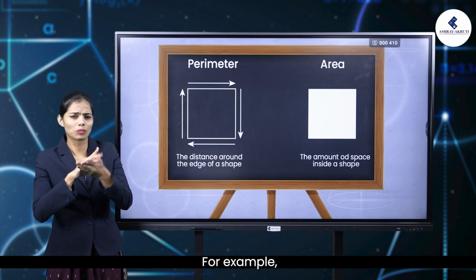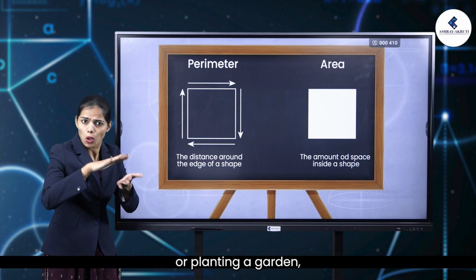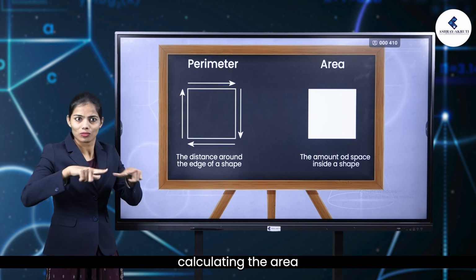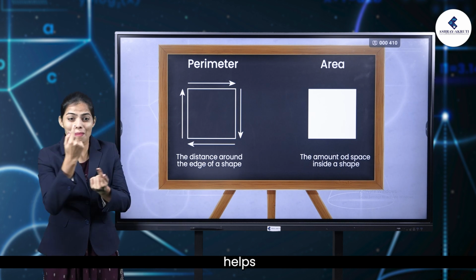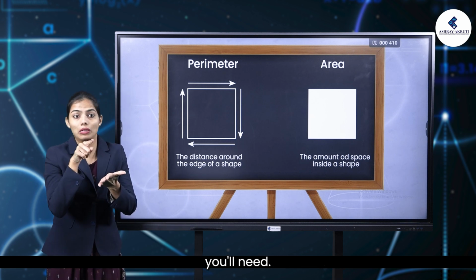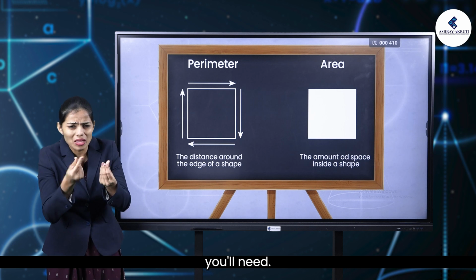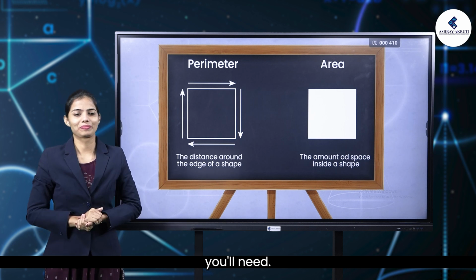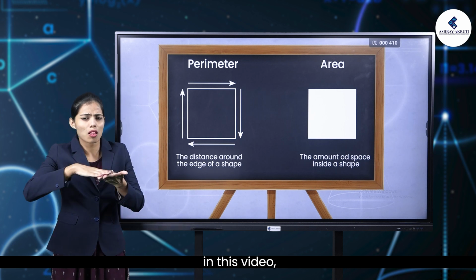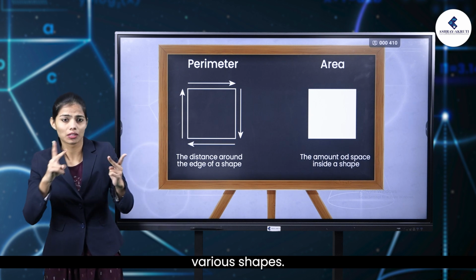For example, when you are laying down new tiles or planting a garden, calculating the area helps you figure out how much material or soil you will need. Today, in this video, we will learn how to calculate the area of various shapes.